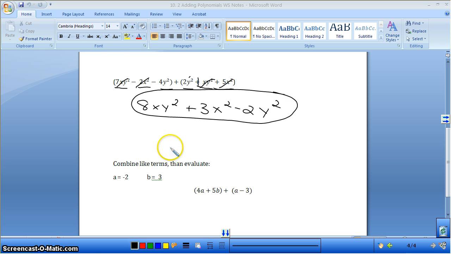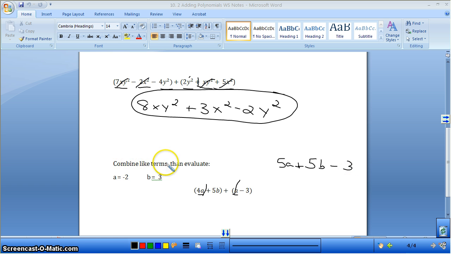All right, so this is a little different here. It says combine like terms, then evaluate. So I want you to take a look at this. The directions say to combine the like terms first, so I'm going to do that. I have a 4a and an a. I'm going to have a 5a. Then I have a 5b and a negative 3 over here. They're not like, so this is just going to be written out as plus 5b and minus 3.